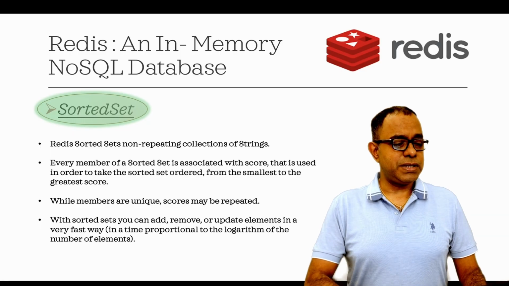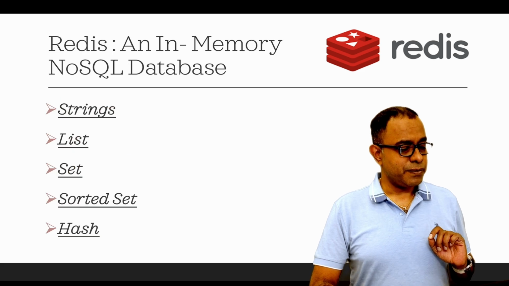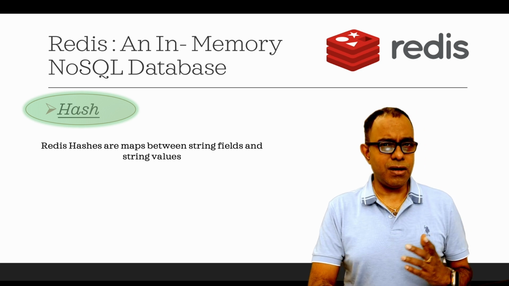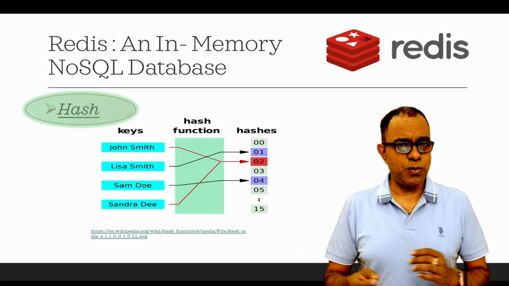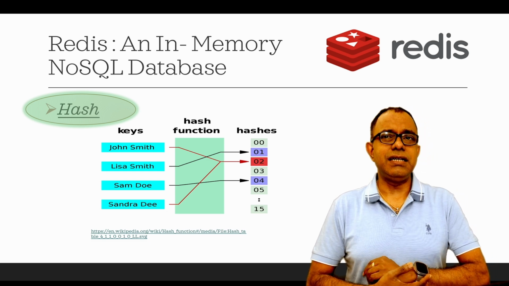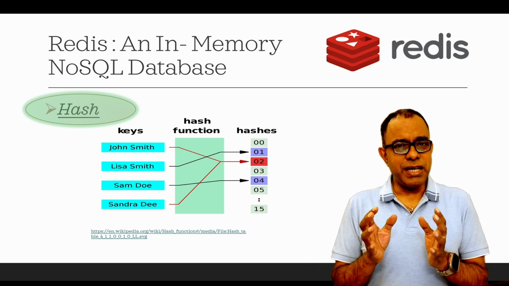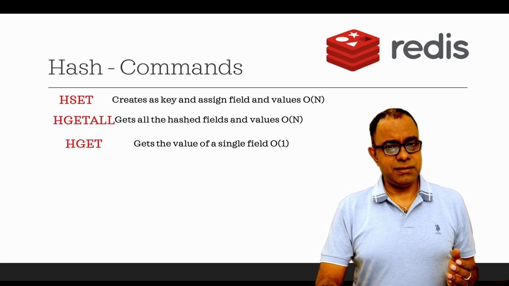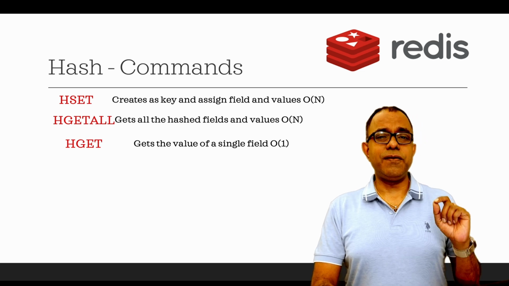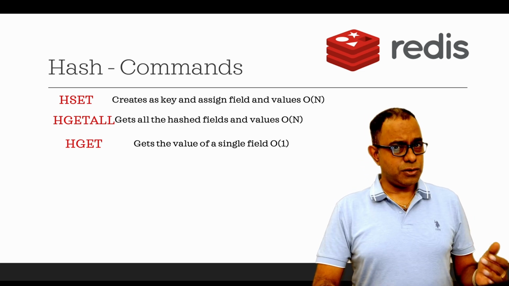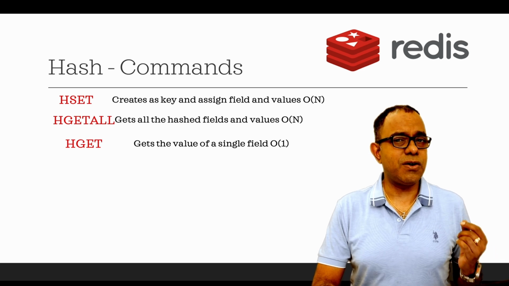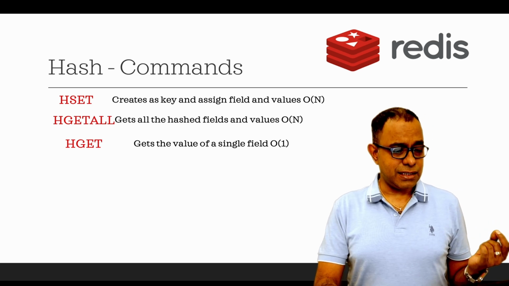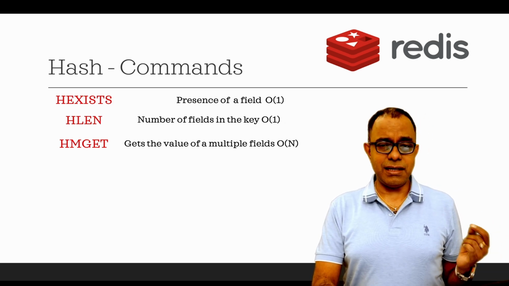So let's go back to the presentation and see the last data type, which is hash. I think all of us, all software developers, know what hash means. It's the creation of some numerical data based on the contents. You can create hashes, but the hashes take something called field and value. And as usual, the benefit of hash is that it's a constant time retrieval operation. So here are the commands hset, hgetall, hget, hexists, hlen, hmget.